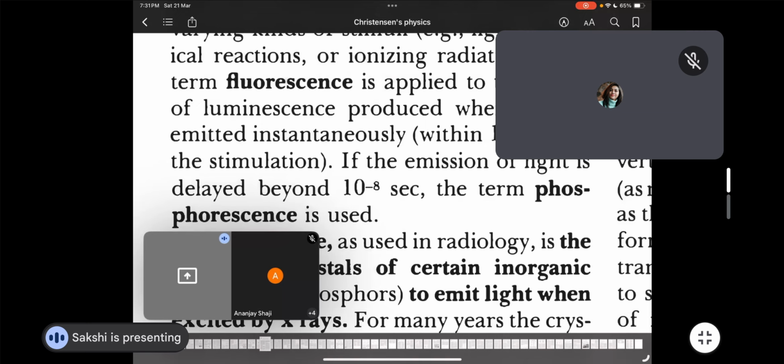is emitted instantaneously. Again, why should it be instantaneous, Harsha? Why should it be instantaneous?